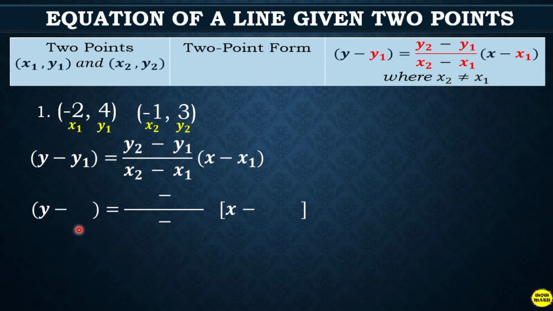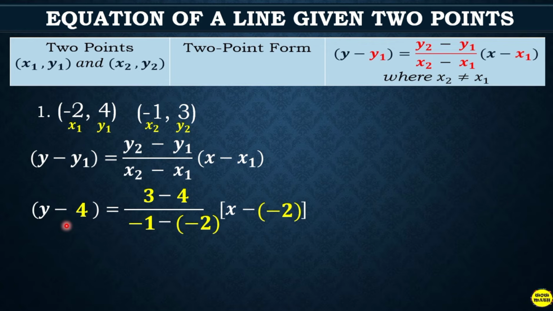Okay? So, what is your y sub 1? 4. Ito lang po, tingin lang tayo dito. What is your y sub 2? 3. Your y sub 1 is 4. Your x sub 2 is negative 1. Your x sub 1 is negative 2. So, dito, x sub 1 is also negative 2.